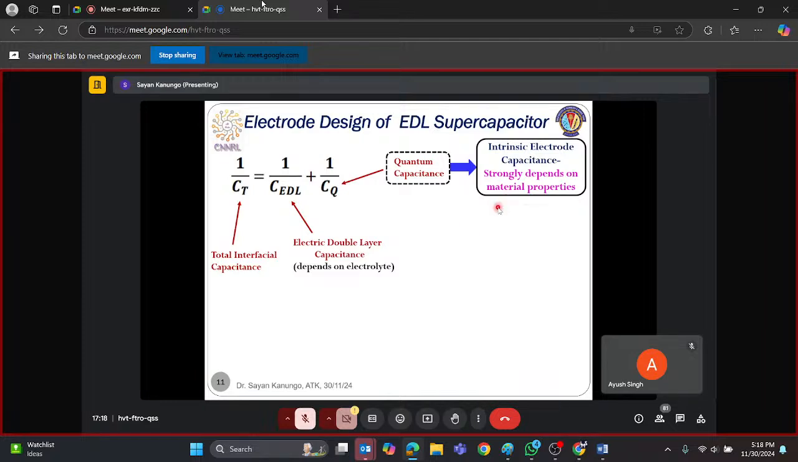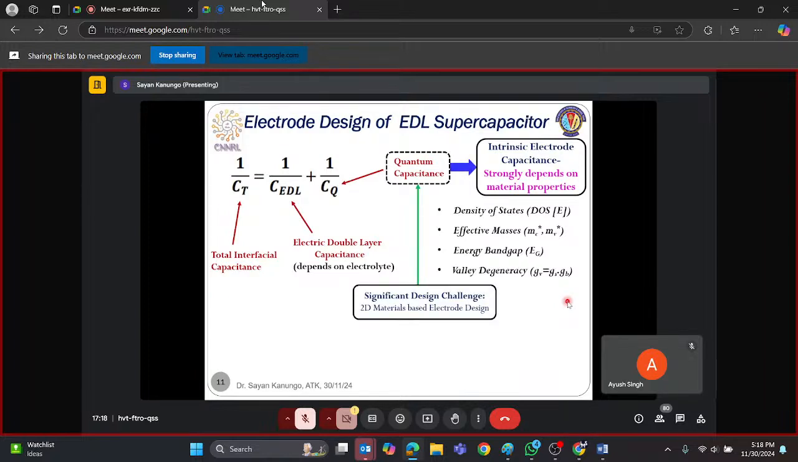Specifically, the quantum capacitance has a strong dependence on material properties like density of states, effective masses at the band edges, energy band gap, and the valley degeneracy factors. So this quantum capacitance, as I said earlier, poses a significant design challenge for the 2D material-based electrode design for the ideal supercapacitor due to the intrinsically low density of states in the 2D material.